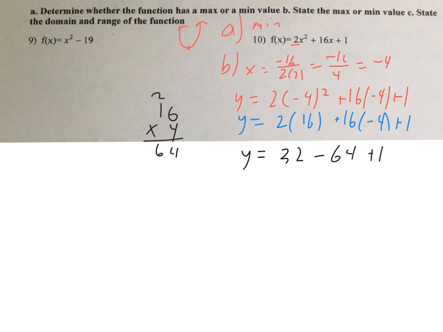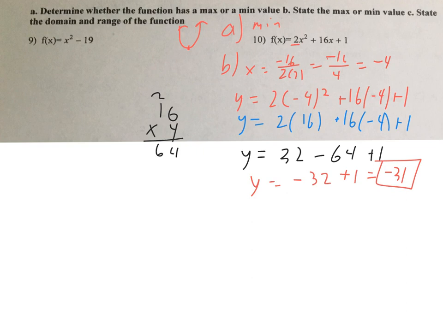And then lastly, we'll do our addition subtraction. So 32 minus 64 is negative 32, plus 1 is negative 31. So that is our answer for part B, the y value of the vertex, in this case, negative 31.